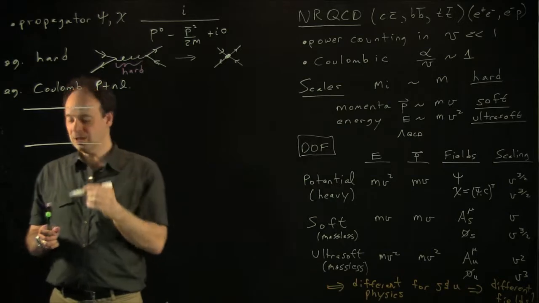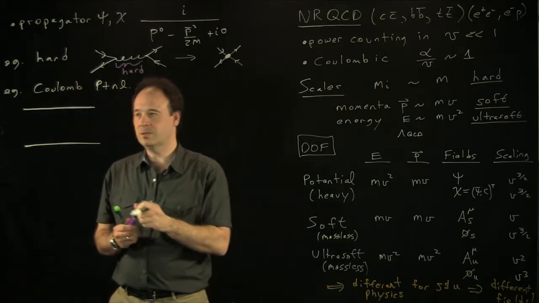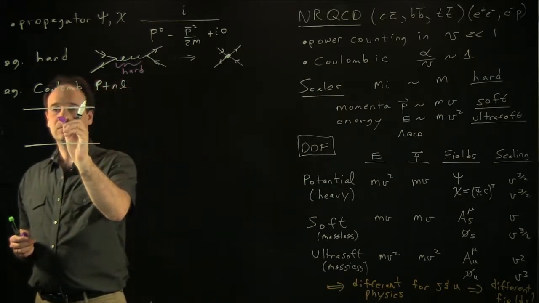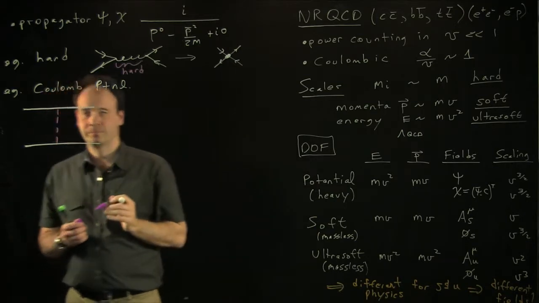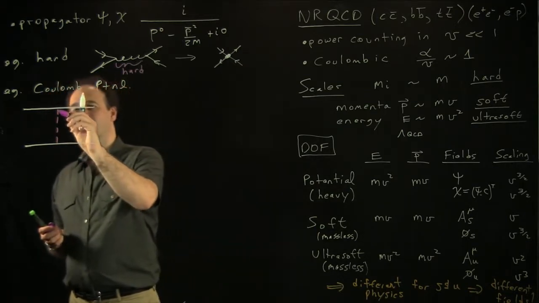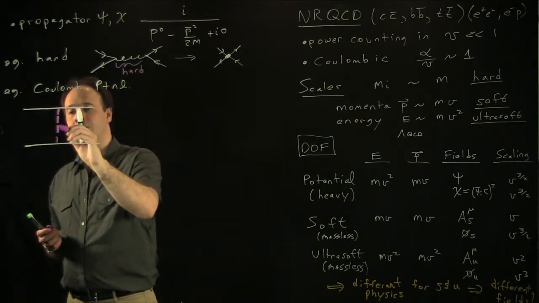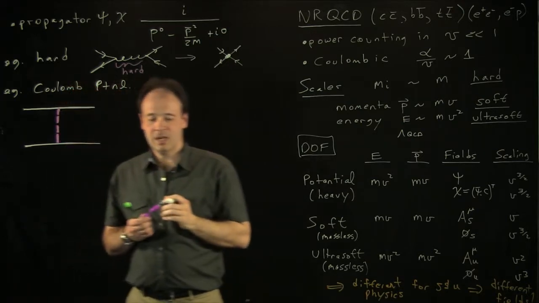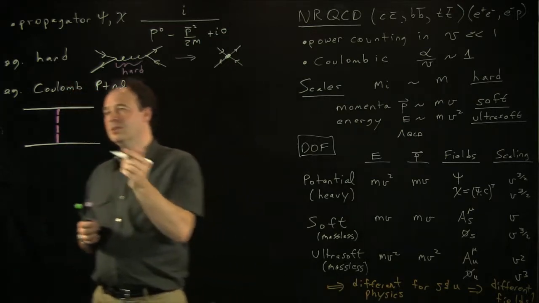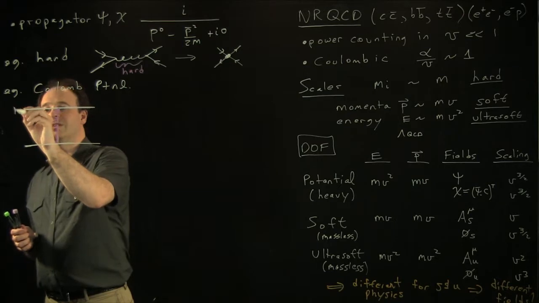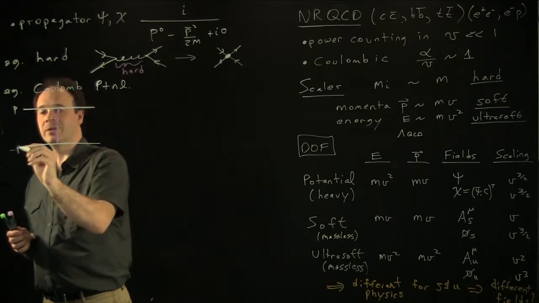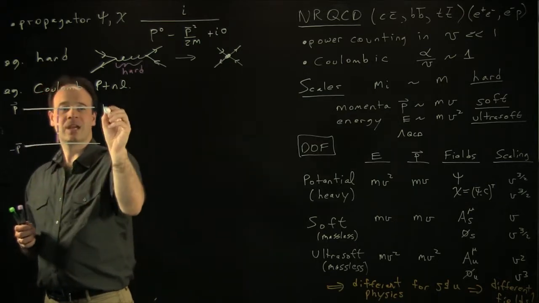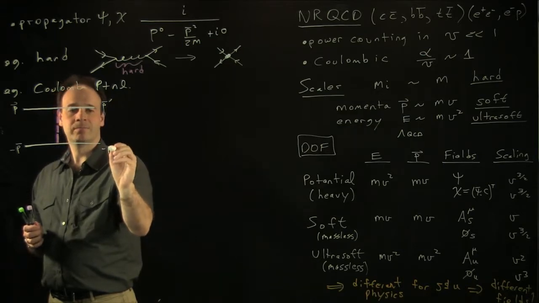And then there's a potential in between them. Let me draw the potential with a different color. Let me use purple here for the potential. Maybe I'll make it a little thicker. And if we think about the scales here, if we are working in the center of mass frame, we have p and minus p. And then it scatters to p prime and minus p prime.